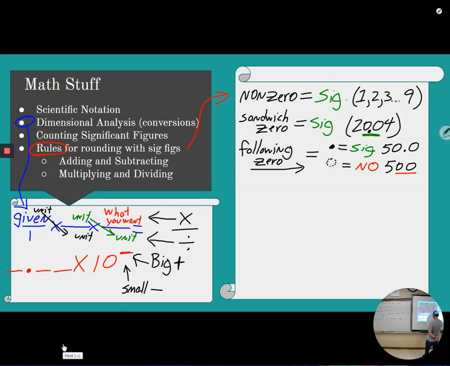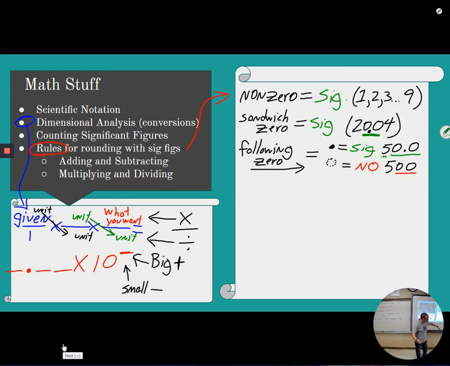Okay? If I've got the number 50.0, then those are both significant. They don't have to be to the right of the decimal, the decimal just has to be present, and they have to be following one of these non-zeros. This is a great place for questions if you've got them.